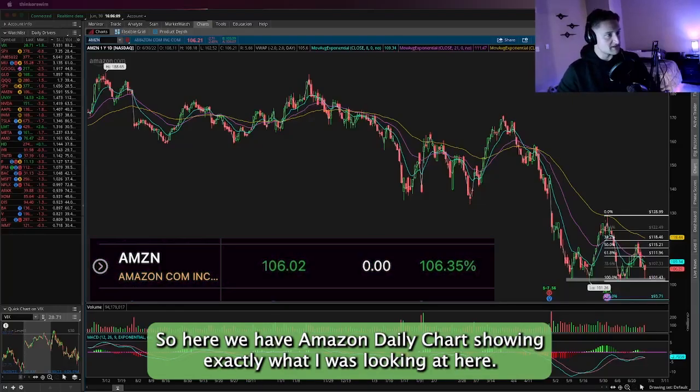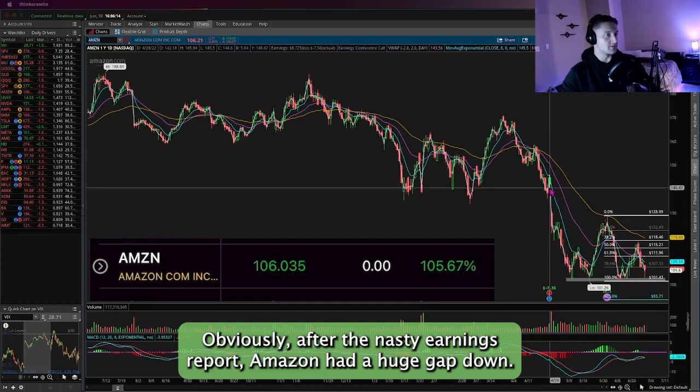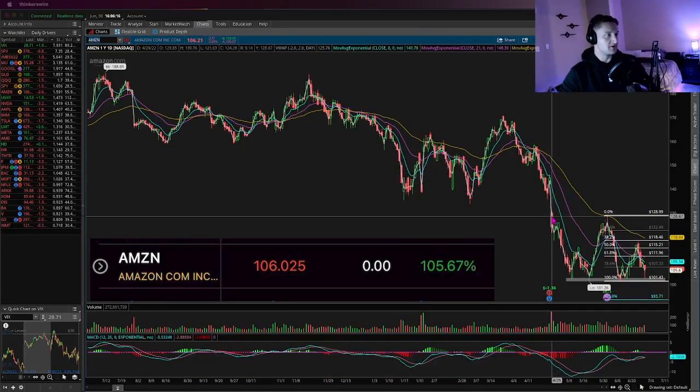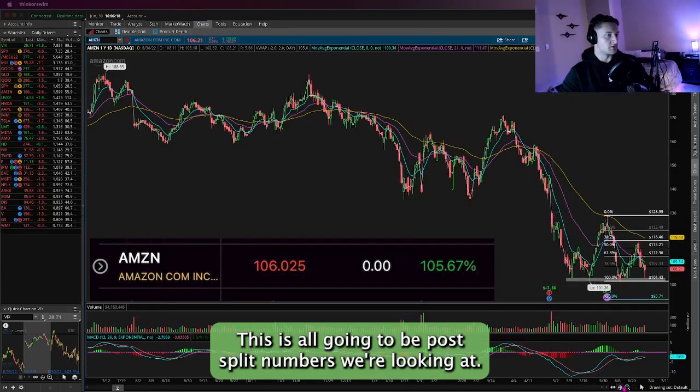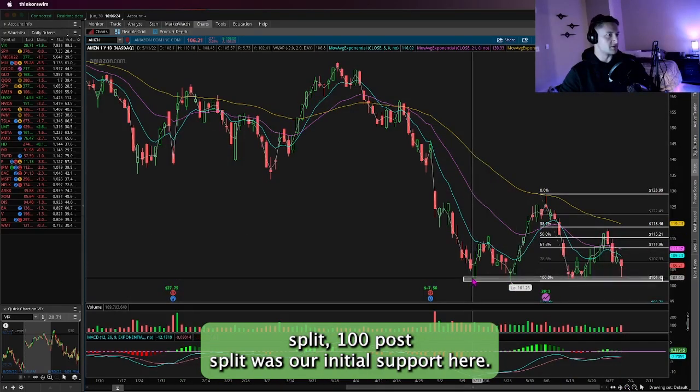All right, so here we have Amazon daily chart. I'll show you exactly what I was looking at here. Obviously, after the nasty earnings report, Amazon had a huge gap down. This is all going to be post-split numbers we're looking at, but you can see right around that 2,000 pre-split, 100 post-split was our initial support here.